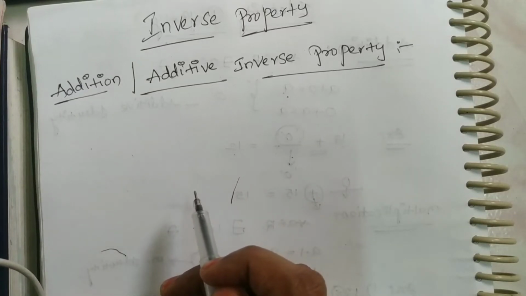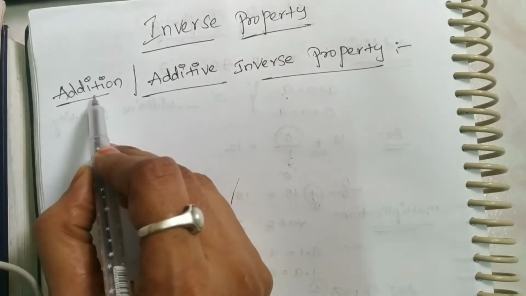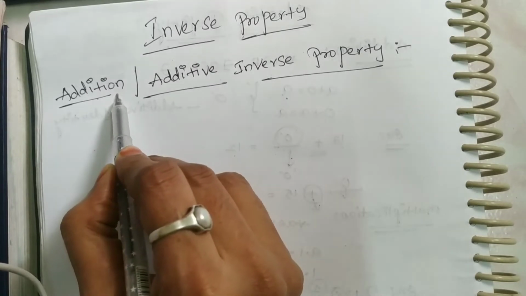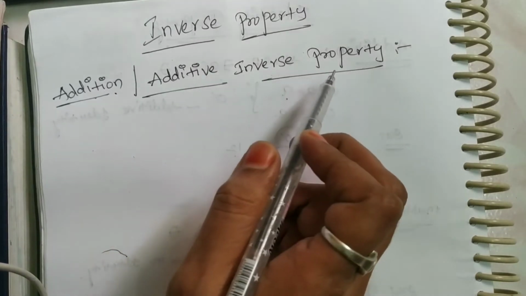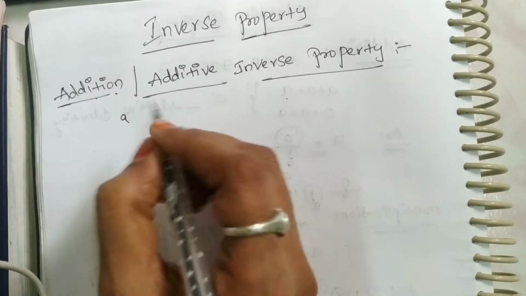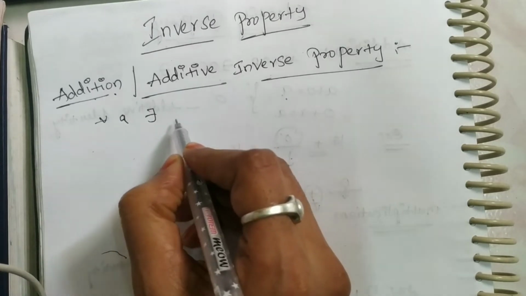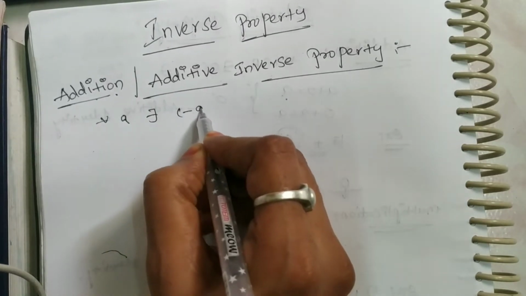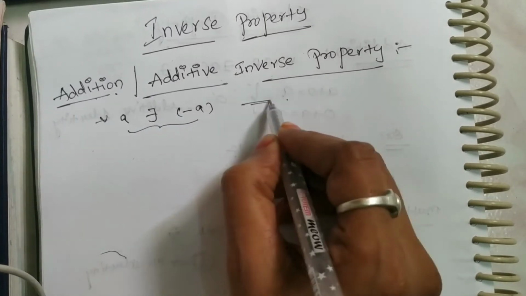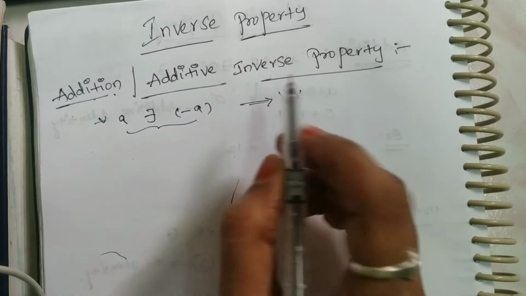Today I will explain inverse property. So let us discuss inverse property under addition. This is also called the additive inverse property. It states that for every real number a, there exists an opposite number, that is minus a. When we add these two numbers, we get the additive identity, that is 0, and this is known as the additive inverse property.